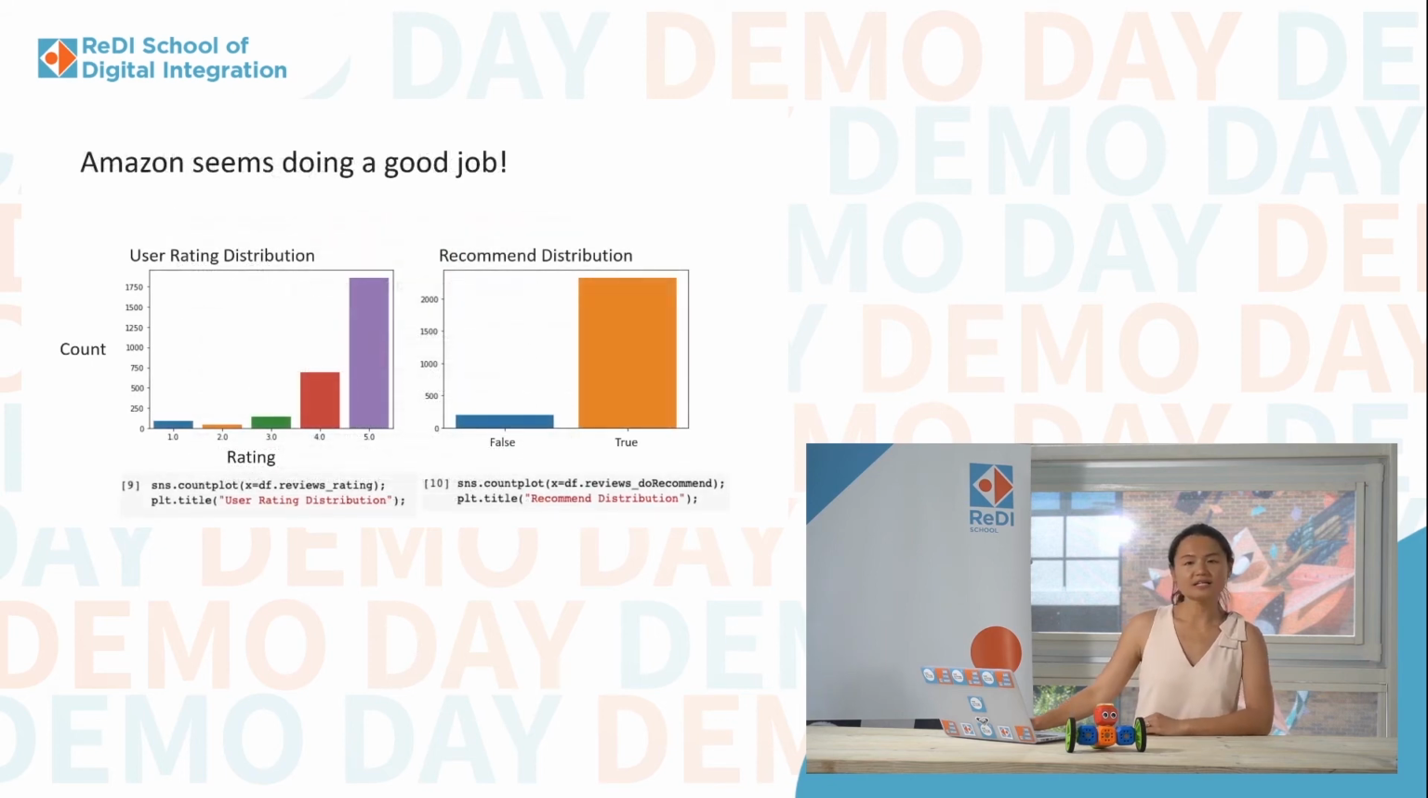Using the visualization, I'm able to observe the user rating distribution and the recommend distribution. From the two charts, we can say that Amazon seems to be doing a pretty good job here, because the rating distribution is heavily right skewed towards these high ratings. And also, most people give recommendations after purchase. However, some ratings are confusing.